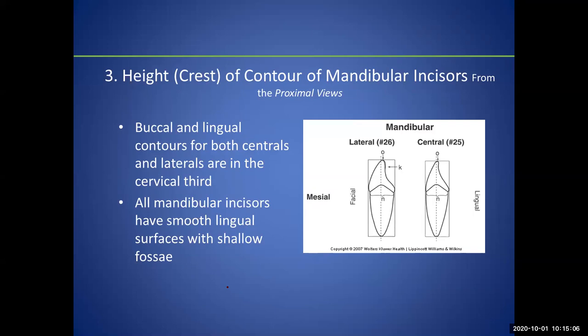The buccal and lingual contours of both centrals and laterals are in the cervical third. The height of contour, remember, the fattest portion of the tooth, is in the cervical third. All mandibular incisors have smooth lingual surfaces with shallow fossa, especially compared to the maxillary counterparts. Smooth lingual surfaces.